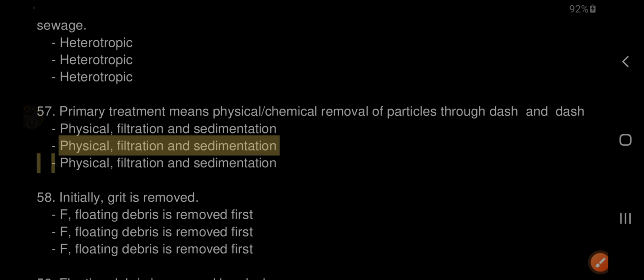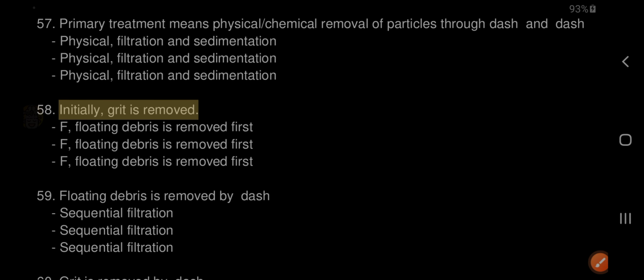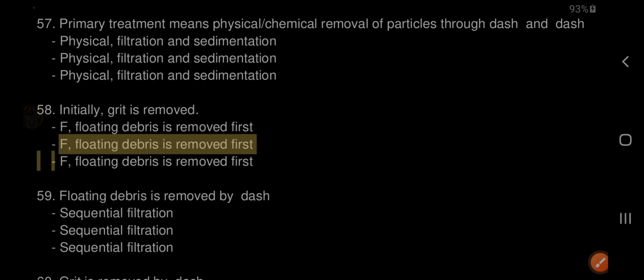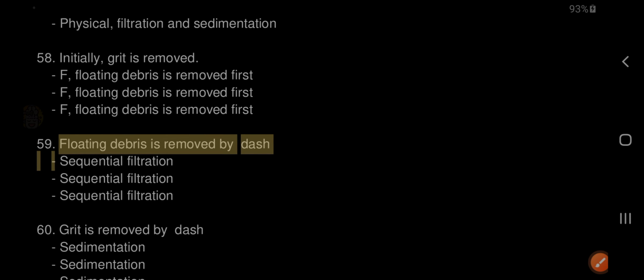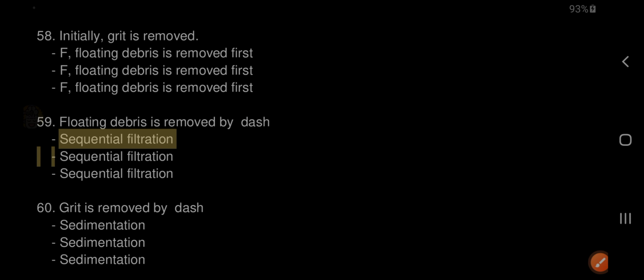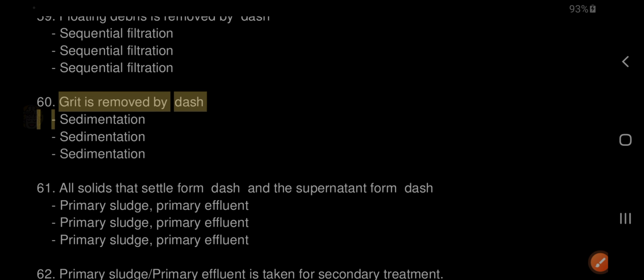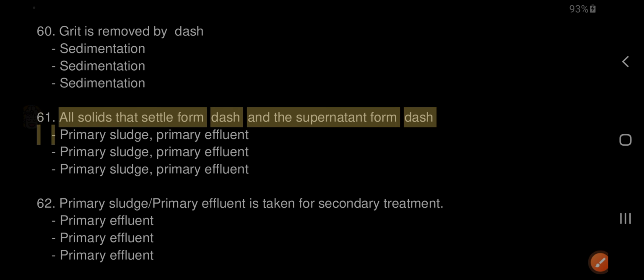58. Initially, floating debris is removed first. False for grit; floating debris is removed first. 59. Floating debris is removed by sequential filtration. 60. Grit is removed by sedimentation.